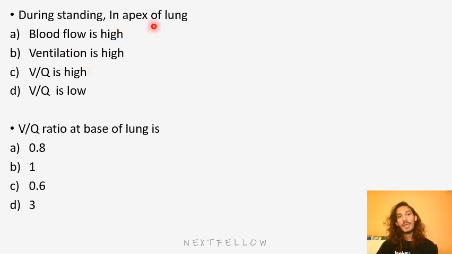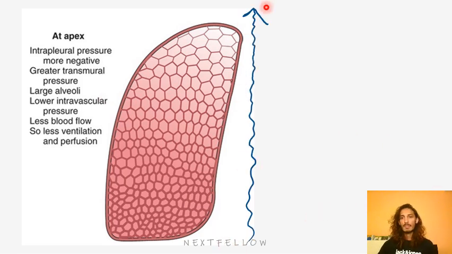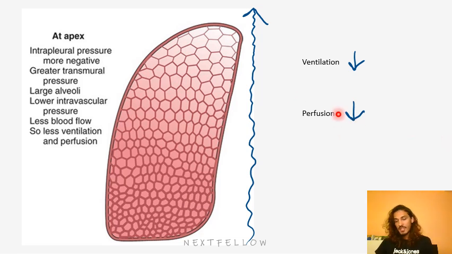During standing, in the apex of the lung, what are the blood flow, ventilation, and ventilation perfusion ratio in different parts? This is something we need to understand. First, as we go from bottom up, ventilation decreases and perfusion also decreases. Perfusion is easy to understand: when you go from down to up, because of the effect of gravity, the perfusion is going to reduce as you go up.